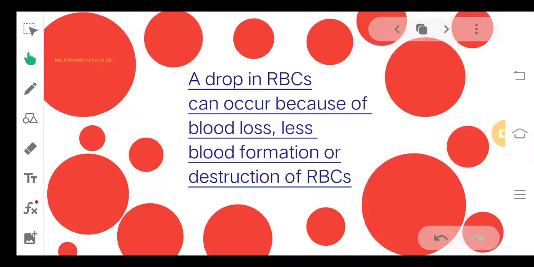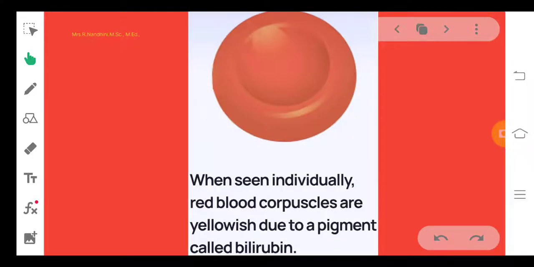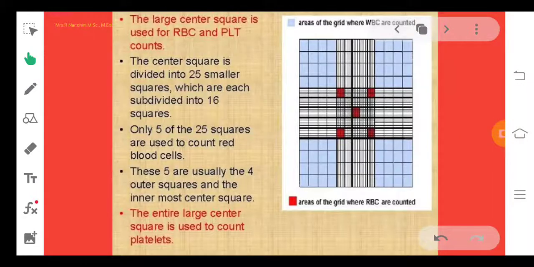Then a drop in RBCs can occur because of blood loss, less blood formation, or destruction of RBCs. When seen individually, red blood corpuscles are yellowish due to a pigment called bilirubin. Okay, this is one of the causes of jaundice. So this is something about red blood corpuscles.